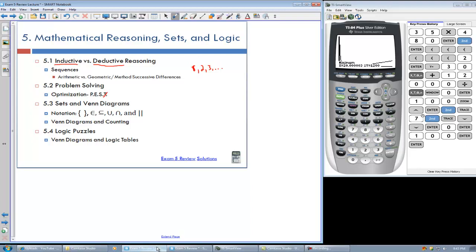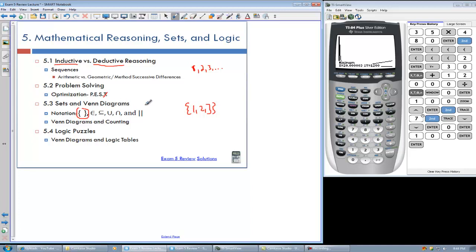Okay, on 5.3, we talk about basically the foundations of mathematics, which uses sets, and then we use Venn diagrams to answer questions about sets. So remember a couple things, okay? This notation means a set of things. So as an example, I could take this set 1, 2, 3. Right, so it's just 1, 2, and 3. We can talk about elements of, like 1 is an element of the set, so that's what this symbol means. Subset, like the set 1, 2 is a subset of the set 1, 2, 3.